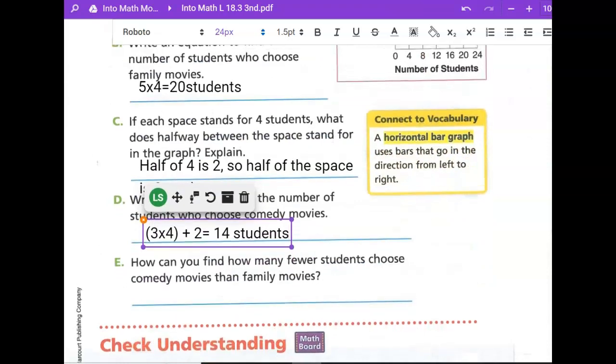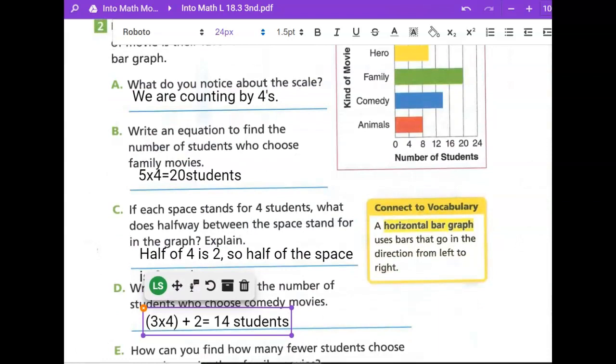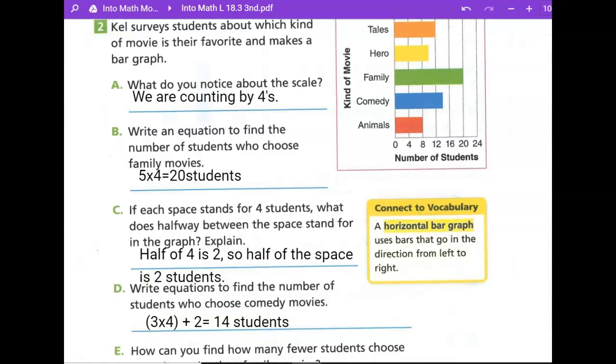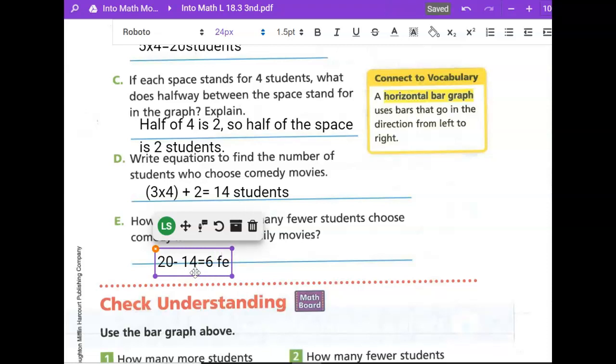How can you find how many fewer students chose comedy movies than family movies? Well, we can go up and see. This B was family movies, and D was comedy movies, so we had 20 and 14. So we can find how many fewer students chose, so we're going to need to subtract. Six fewer students.